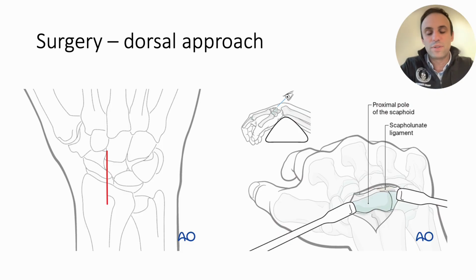However, as most of the indications we've given are for the proximal pole, I'm going to discuss the dorsal approach. This is a slightly higher risk of damaging the cartilage or the blood supply, but gives you better access to the proximal pole.